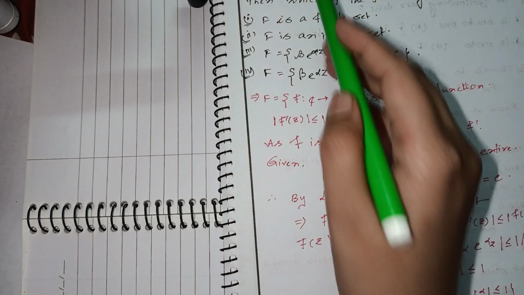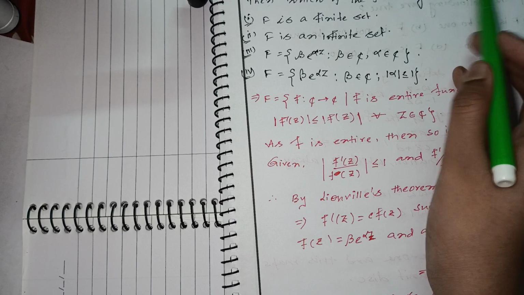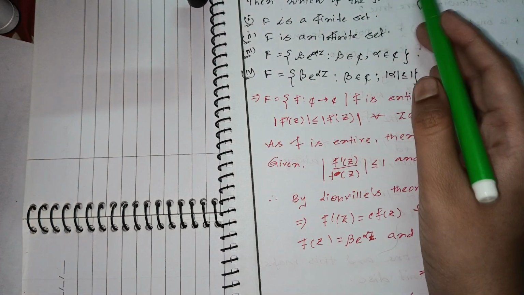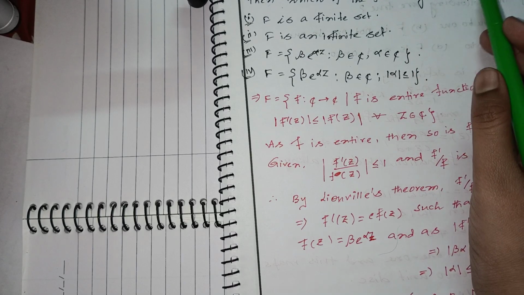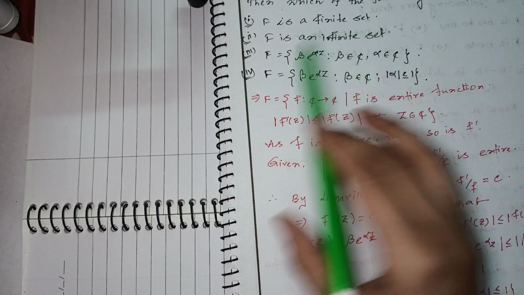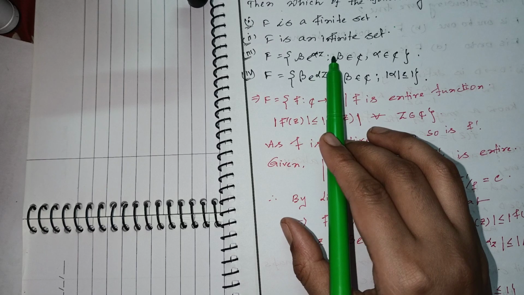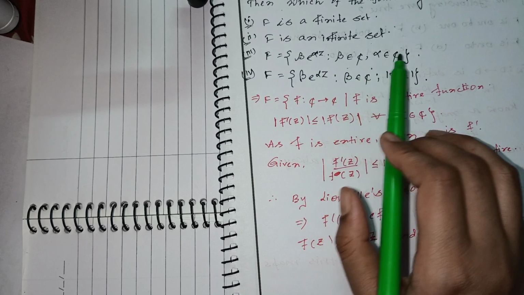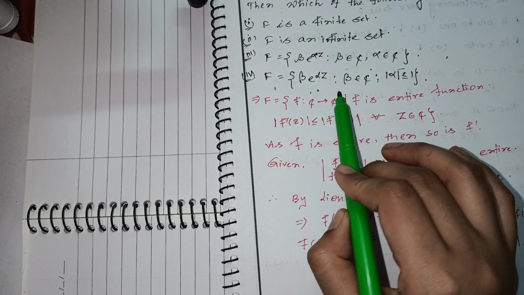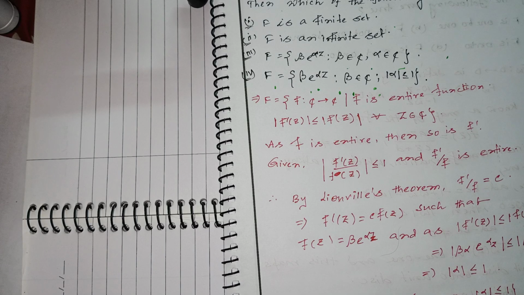Next question. Consider the set F = {f : C to C, f is an entire function}, and also given that |f'(z)| <= |f(z)| for all z belongs to C. Then which one is correct? F is a finite set; F is an infinite set; F = {beta e^(alpha z) such that beta belongs to C, alpha belongs to C}; and the fourth one is {beta e^(alpha z) such that beta belongs to C, |alpha| <= 1}.